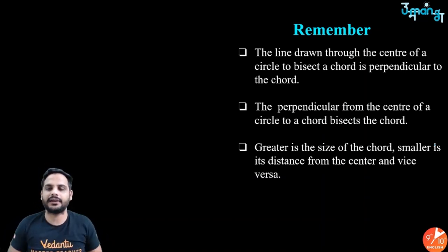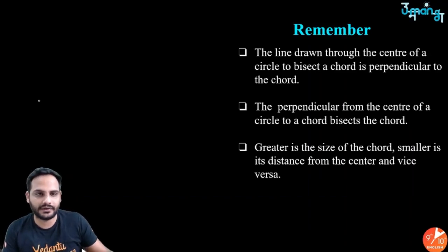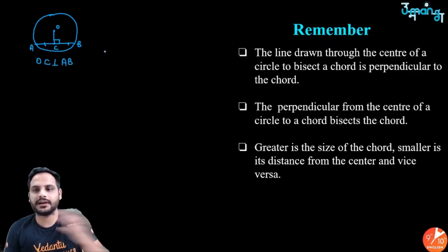So let us learn one by one. So first one is a line drawn through the center of a circle to bisect a chord is perpendicular to the chord. That means, suppose if I have a circle like this, and from the center of the circle, this is a chord AB. Okay, let's say the midpoint is point C. C is the midpoint. So if I join O with C, then this OC will be perpendicular to AB. Okay? And the converse is also true.